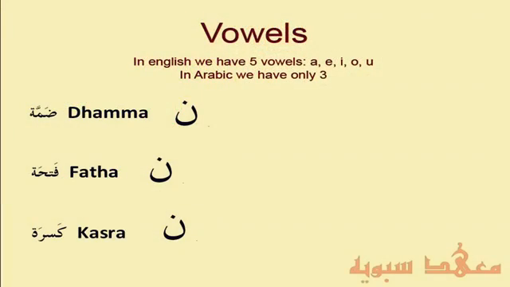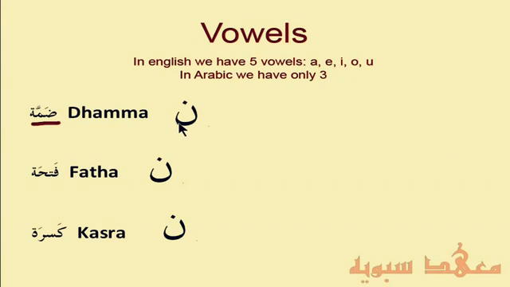Okay, Bismillah. Discussion is about vowels in the Arabic language. Unlike English, where vowels are made from the letters of the alphabet, in Arabic we have three distinct signs for vowels, and they are on the left hand side: Dhamma, Fatha and Kasra.